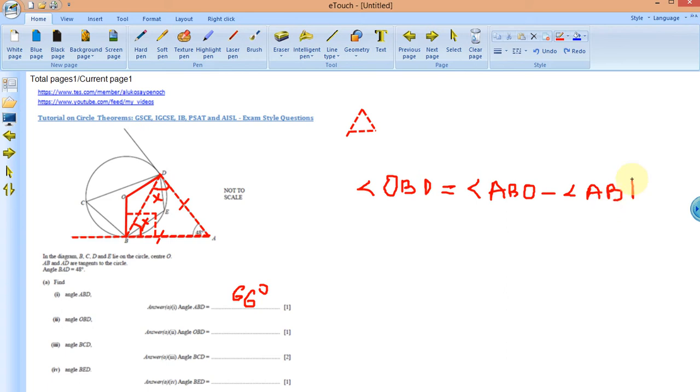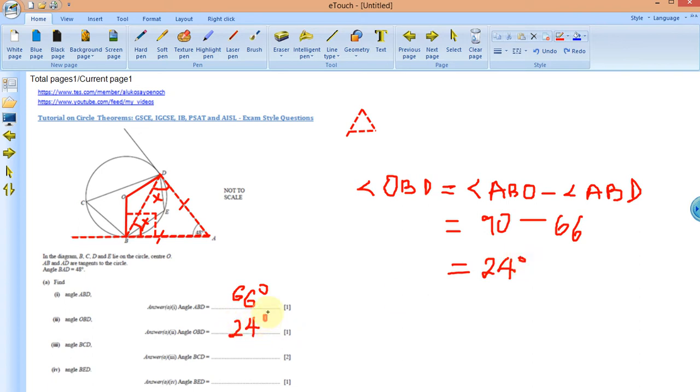Now don't forget that ABO is tangent to the radius, and that is 90 degrees. So that will be 90 minus, and we have from question 1 ABD, that is 66. So 90 minus 66 will give us what now? 90 minus 66 gives me 24 degrees. That's super good, right? So this angle is 24 degrees.